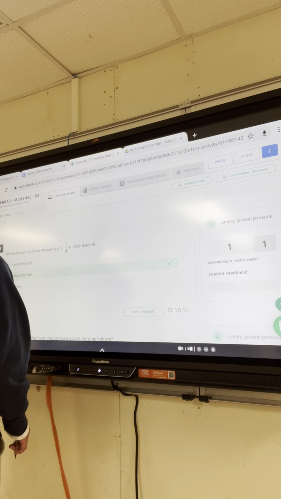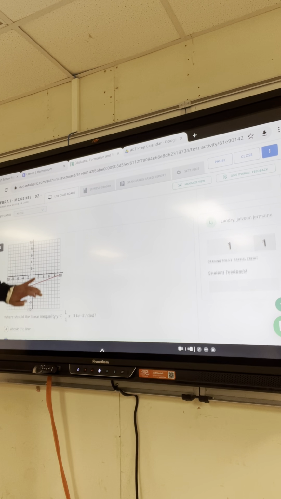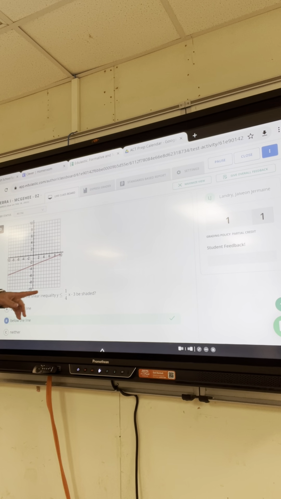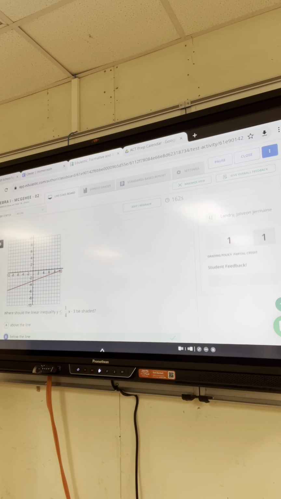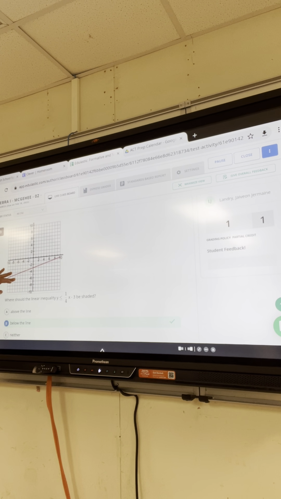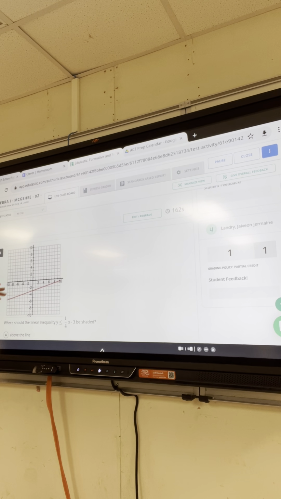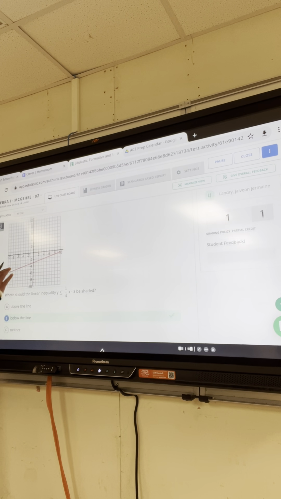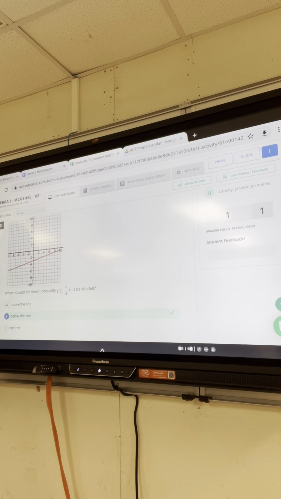Number 3. Where should the linear inequality y is less than or equal to 1/4 x minus 3 be shaded? Should we shade it above the line or below the line? Y is less than or equal to, so it is the bottom side, underneath the line.